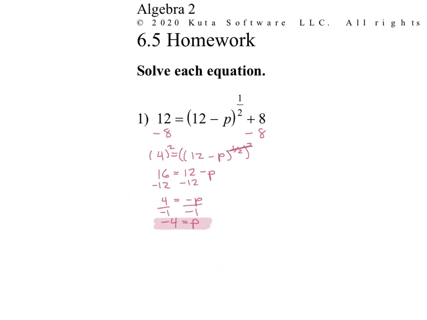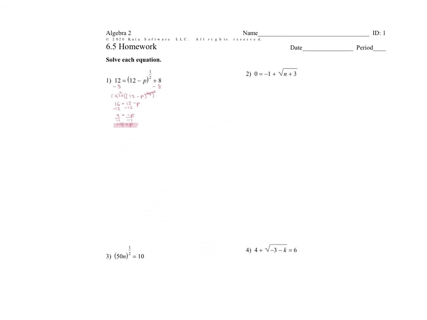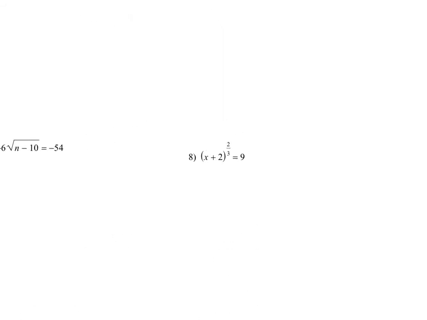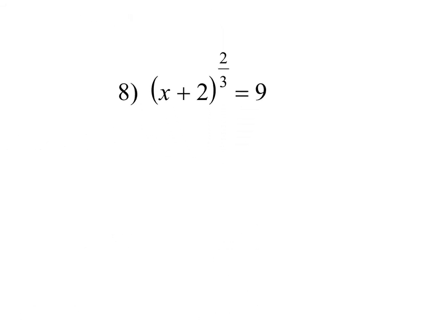The next one I wanted to take a look at was on the page. So number 8. So this is one of those where we have an even number in our numerator. So our square root's already isolated. We don't need to do anything. So we can raise this to the reciprocal. So we're going to raise it to the 3/2. So we need to raise 9 to the 3/2 also.